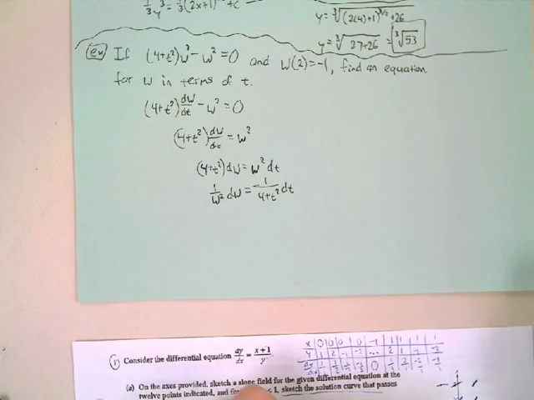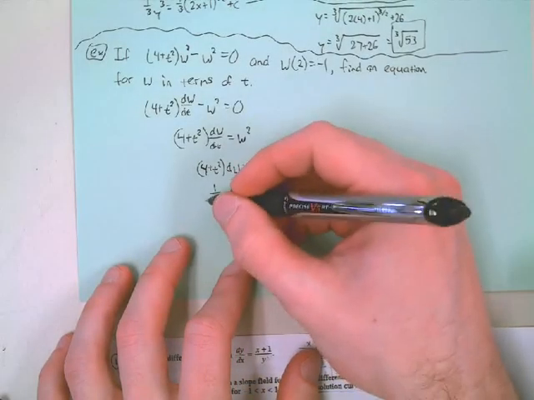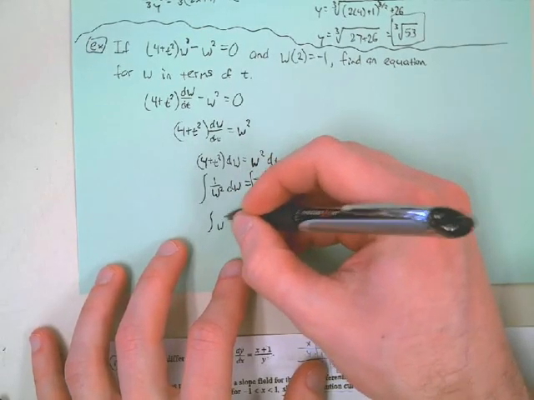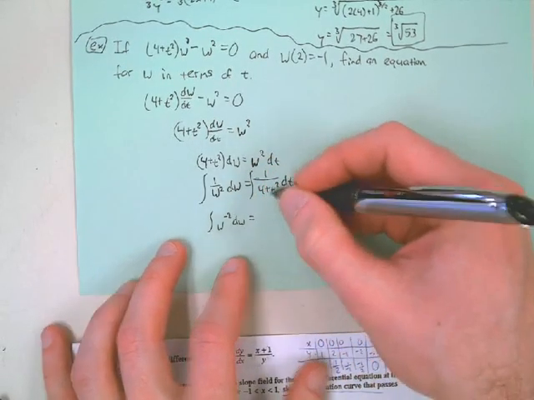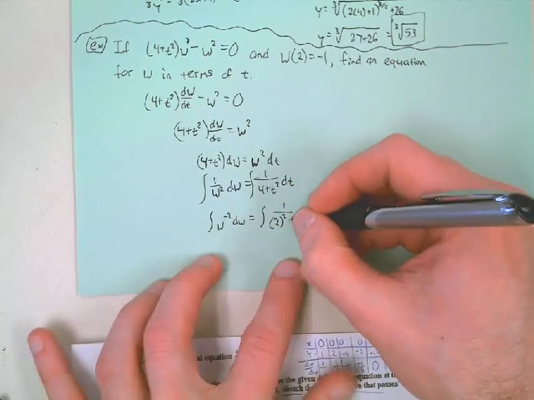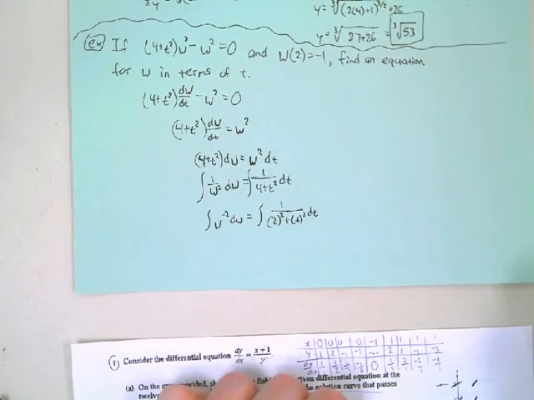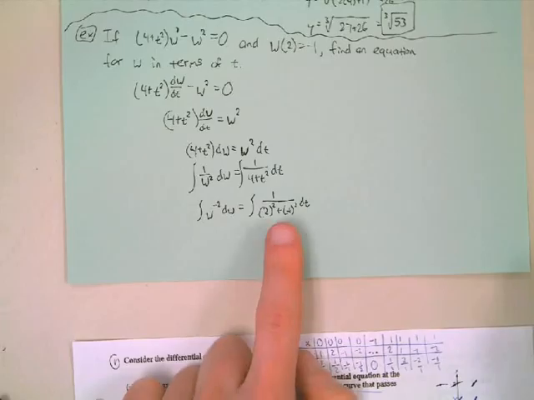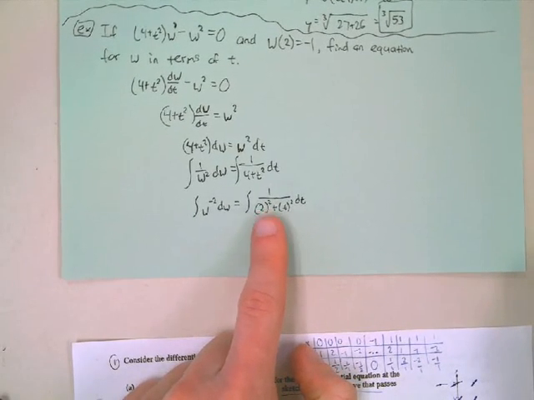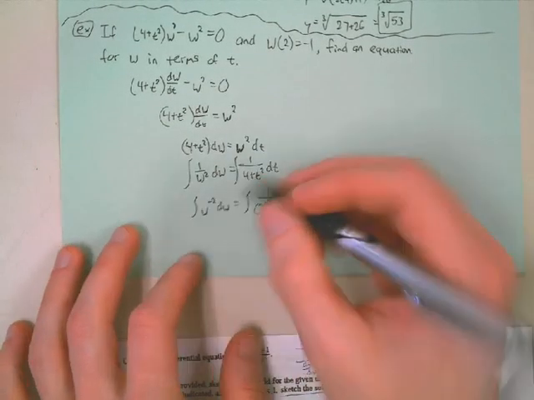In this case, we want to integrate both of these. 1 over W squared is the same thing as integrating W to the negative 2 dW. And this is the same thing as integrating 1 over (2 squared plus t squared) dt. Do you see that this is an arctangent? It is. Do you all see that? It's arctangent, yes. Integrate, so can I let you go from there then? Go ahead.